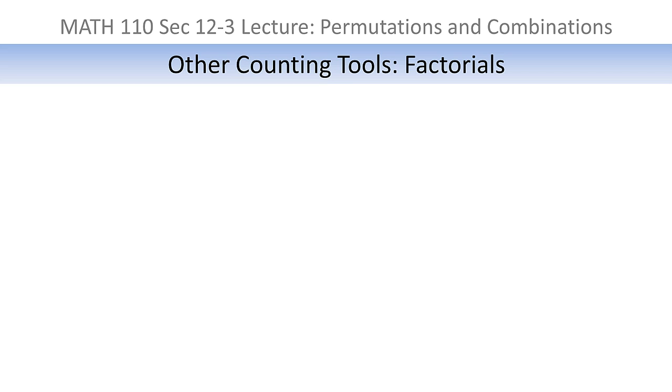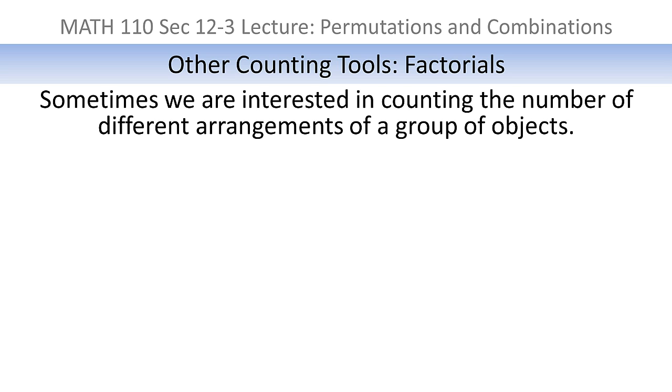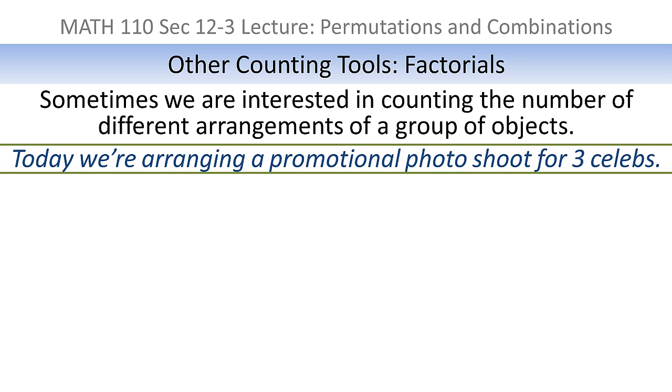I'd like to continue our discussion of counting techniques. Sometimes we want to arrange objects in different order and count those different orderings. And I want to just illustrate that with a simple example. Suppose today we're arranging a promotional photo shoot for 3 celebrities.